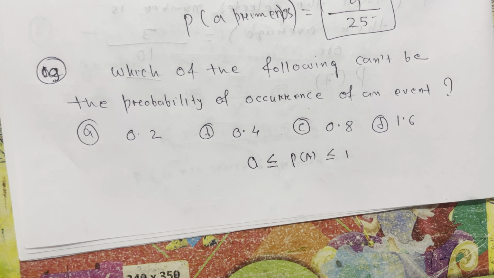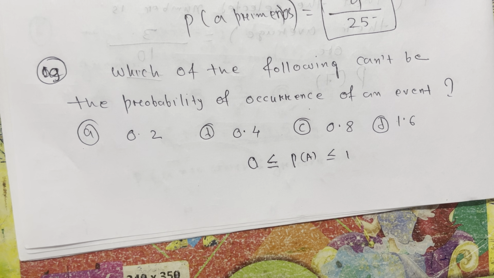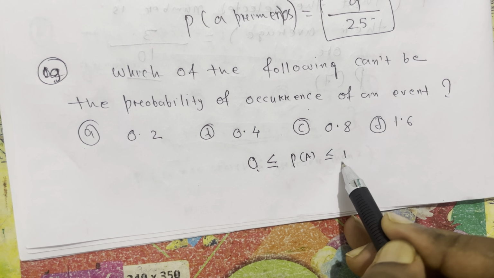But the value of probability can never be less than 0 and cannot be greater than 1. The value of probability always lies between 0 and 1. Sometimes we'll get 0 and sometimes we'll get 1. Other than 0 and 1, you'll always get a value in between. I mean to say the probability of any event is always in the range of 0 and 1.